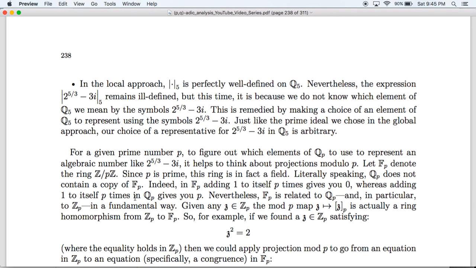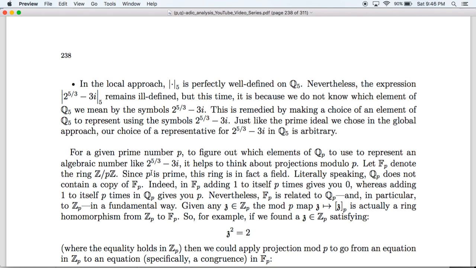So, to do this in the case where our local fields are the p-adics, it's helpful to think of things in terms of Hensel's lemma. For a given prime number p, to figure out which elements of Q_p we can use to represent an algebraic number, like 2^(5/3) minus 3i, it helps to think about projections modulo p.